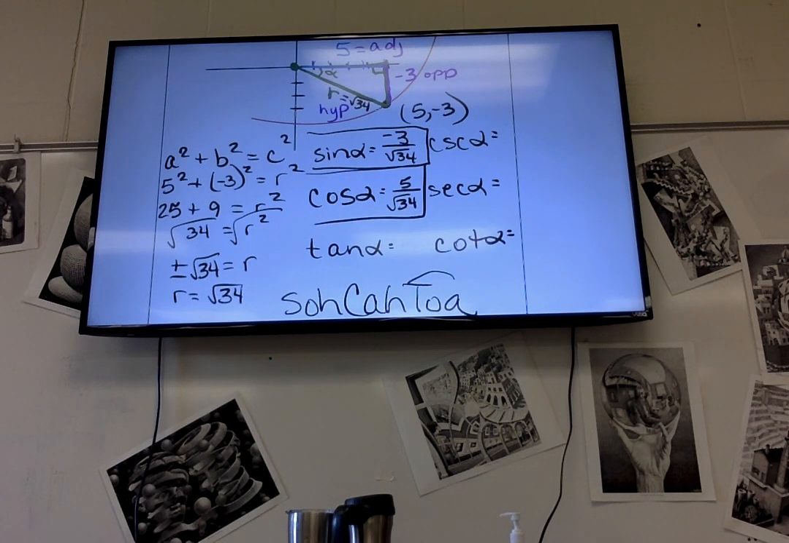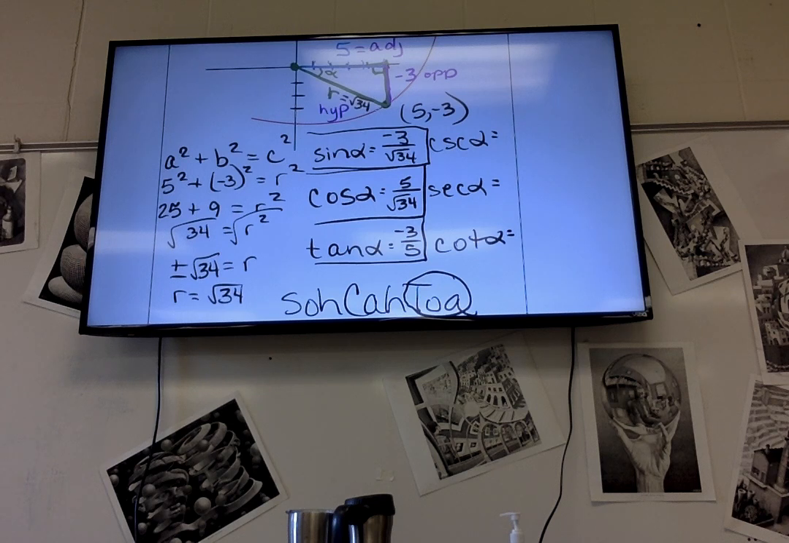Tangent. O over A, so opposite over adjacent. That would be... thank you. Now I wrote them directly across from each other. Hopefully they'll make a connection. The ones across from each other here are reciprocals.